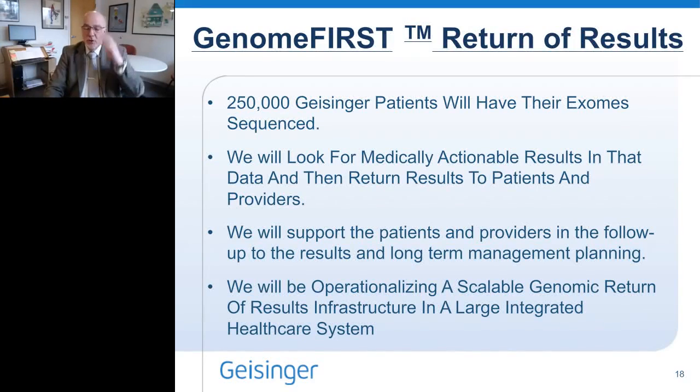Now we can do this because we are involved in a collaborative project where we're moving towards having approximately 250,000 of our patients who have exome sequencing done. This is being done in the context of a large research project, and as part of that, we are looking through those exomes to identify individuals that have what we determine to be actionable results in genes that are part of the known genetic conditions. We take that data and then we will return the results to patients and their providers. And in addition to that, we will support the patients and providers with long-term follow-up related to the results and help assist with management planning. So as part of this, we have to operationalize a scalable return of results infrastructure within our integrated healthcare delivery system.